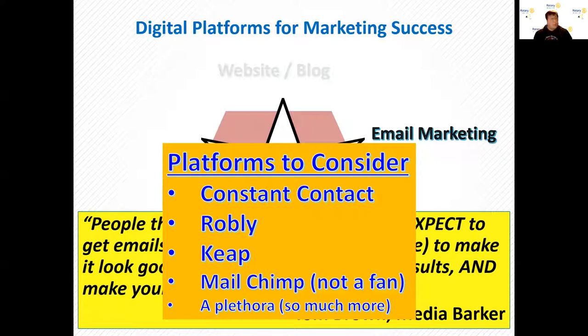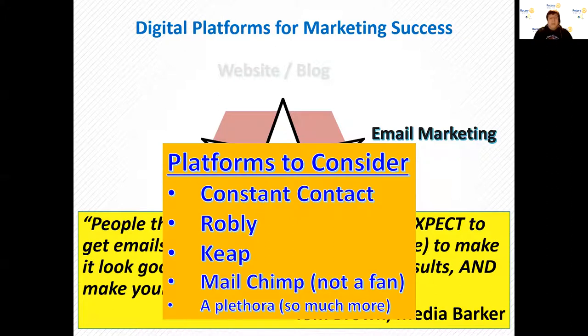They supplement each other very well. Other tools out there are Robly, Keep. You can do MailChimp. I'm not a particular fan of it, but I have multiple clients that use it. So it's not a bad tool. It's just not my favorite tool. So whatever you're doing, if you don't have a tool like that, that's something we can talk about later. Just keep in mind that we want to focus on getting email addresses with whatever we do.